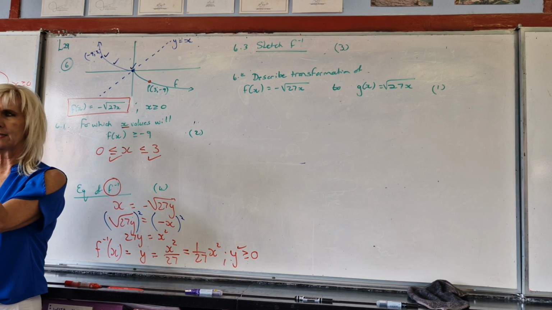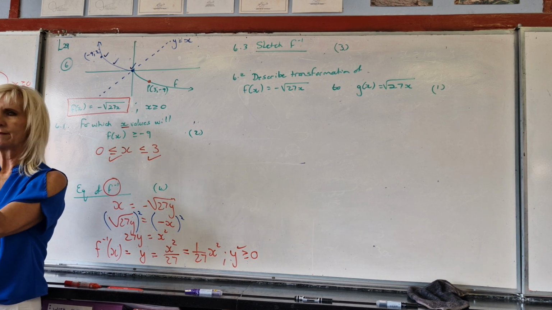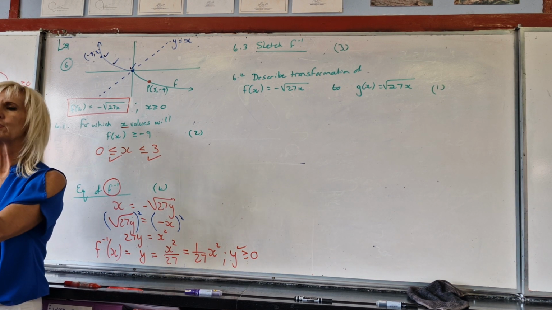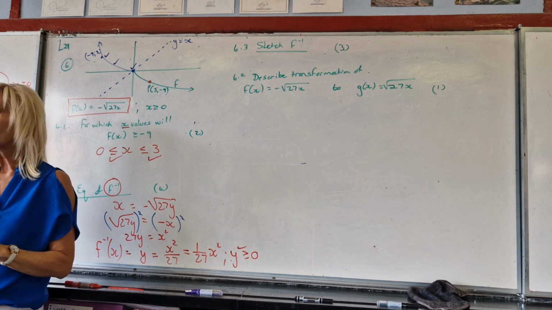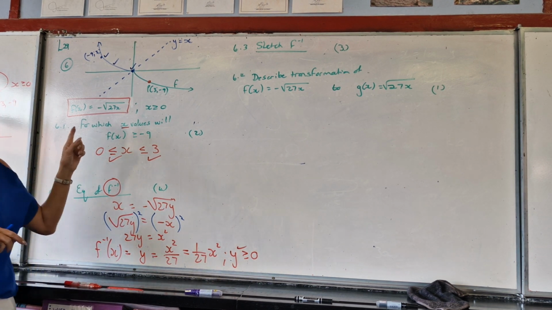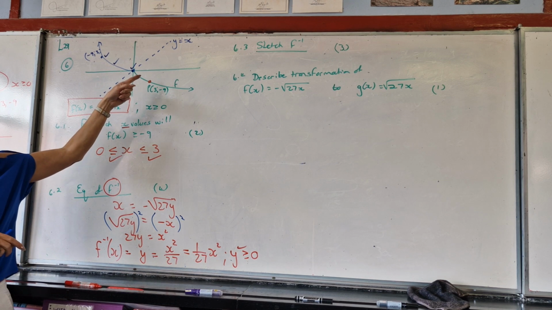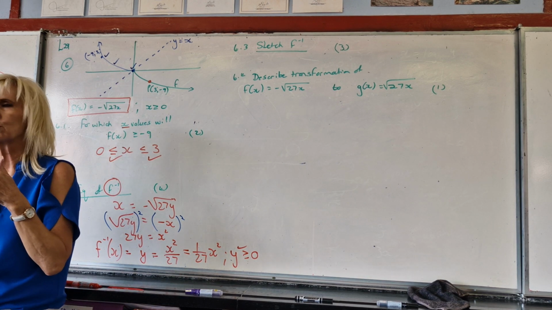If it's the y-axis, how do you get the reflection? Change the x into a negative x, or times the x with a negative. And now you've got a third one, reflection about the line y equal to x. So are you with me? Those are your transformations.